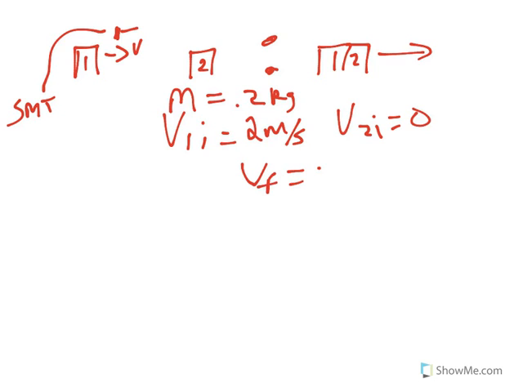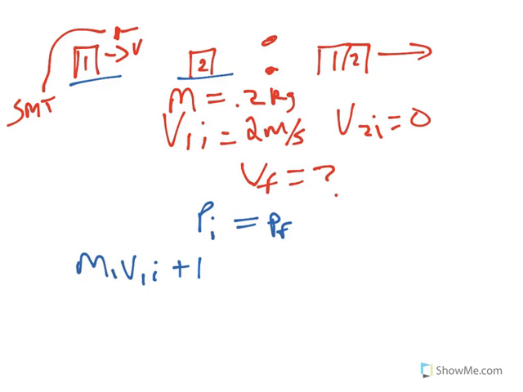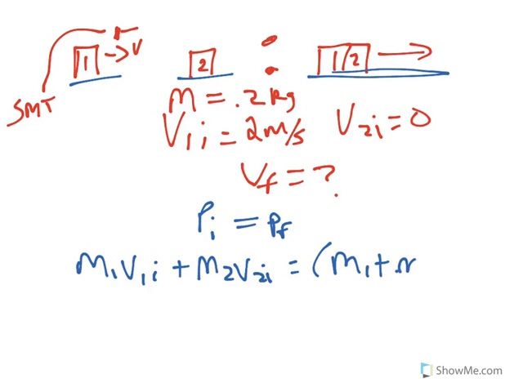Since they're together, we can treat them as one unit. Again, it's this setup right here with these variables. So the momentum initially equals the momentum finally. The momentum initially is equal to the sum of these two momentums, so m1 v1i plus m2 v2i. Now the momentum finally is equal to this unit. Since they're stuck together, we can add the masses together, so m1 plus m2 times a final velocity. They should have the same final velocity.